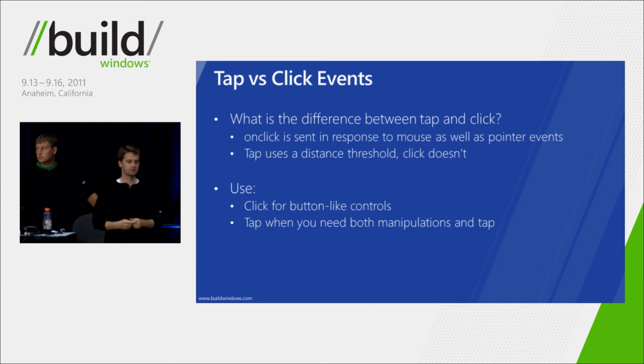Well, you use click for button kind of controls. A great example in our app are the buttons in the app bar. So the rectangle and the ellipse button, that's a perfect place to use click.